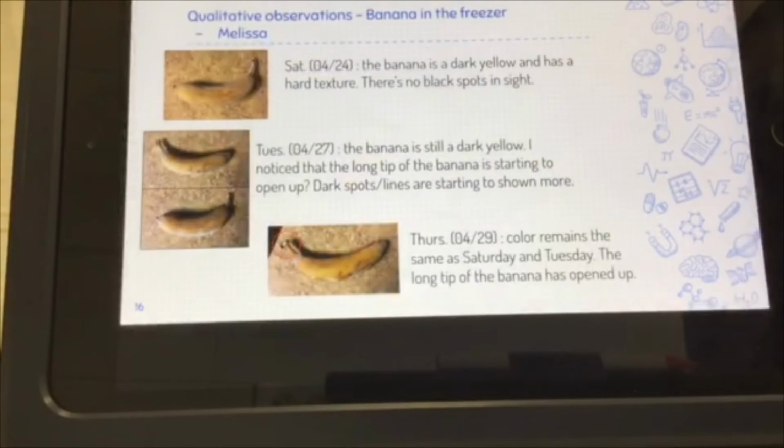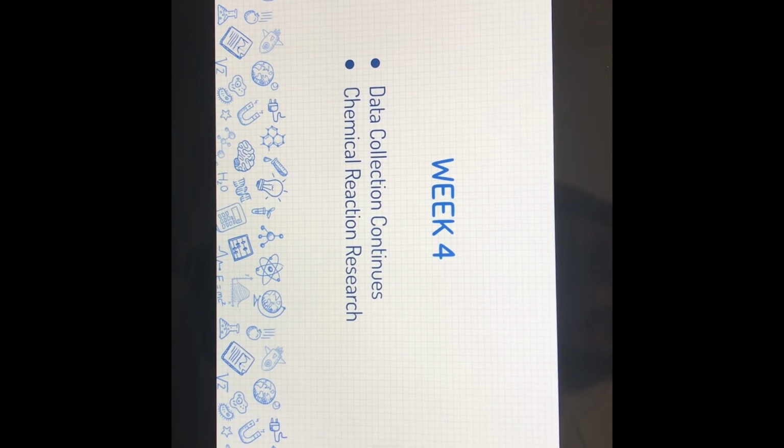So these are my observations for the banana in the freezer. On Saturday, the banana was dark yellow and had a hard texture. There were no black spots in sight, only dark lines. On Tuesday, the banana was still dark yellow, and I noticed that the long tip of the banana was starting to open up, so the dark spots and lines were starting to show more. On Thursday, the color remained the same as the previous days, but the long tip did in fact open up. Data collection continues.